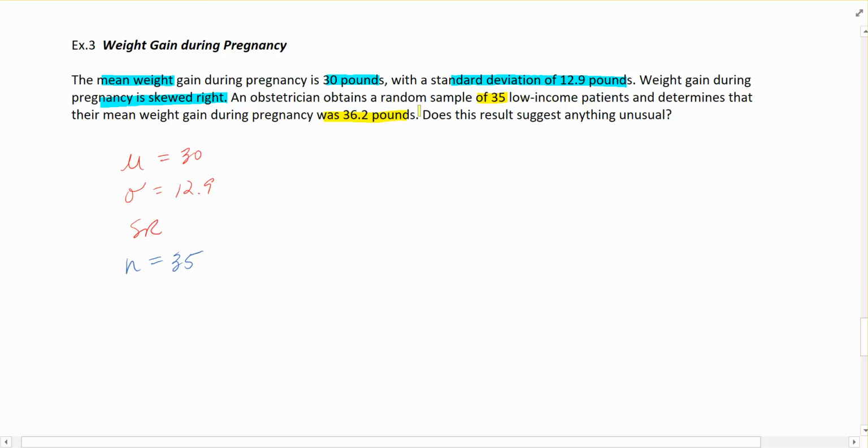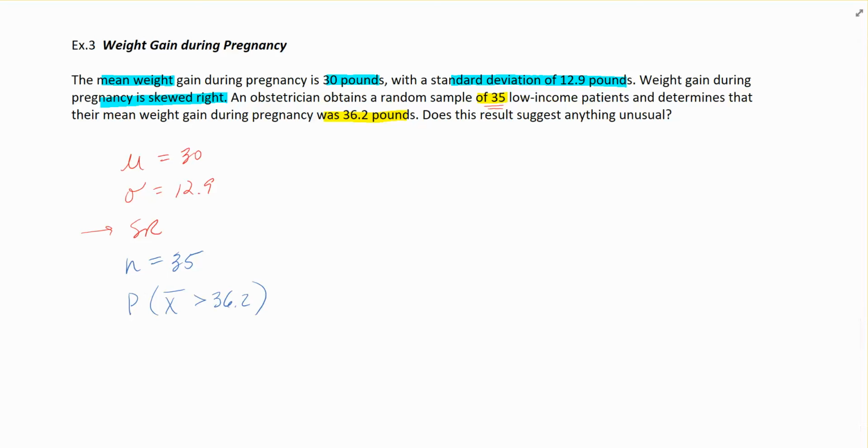So we want to know if that's unusual. What is the probability that, out of a sample size of 35 patients, the average weight gain is going to be greater than 36.2 pounds, which is what he had happen in his single sample? Now, even though we are looking at a distribution that is skewed right, since the sample size is 35, we can go ahead and use that normal model.